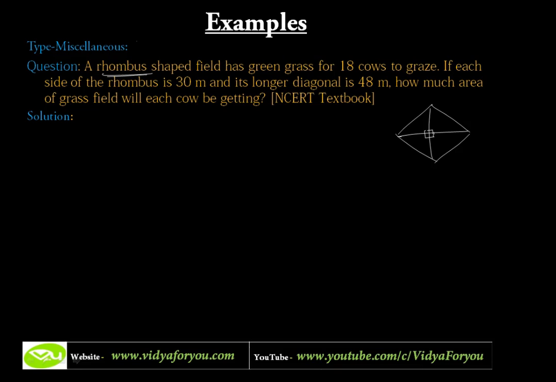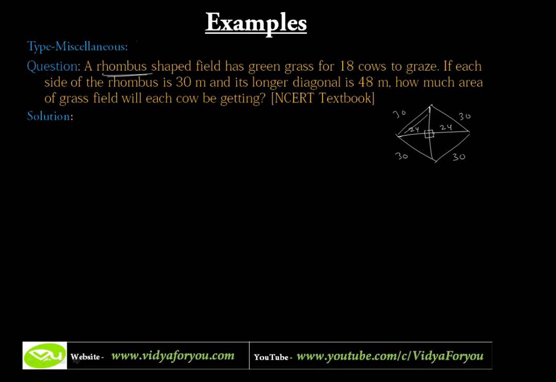Okay, so a rhombus shaped field has green grass for 18 cows to graze. If each side of the rhombus is 30 meter, they have given each side as 30 meter, and its longer diagonal is 48 meter. Let's take this as longer diagonal, so the complete one is 48, so this will be 24 and 24. How much area of the grass field will each cow be getting? So you just need to find the area of triangle.